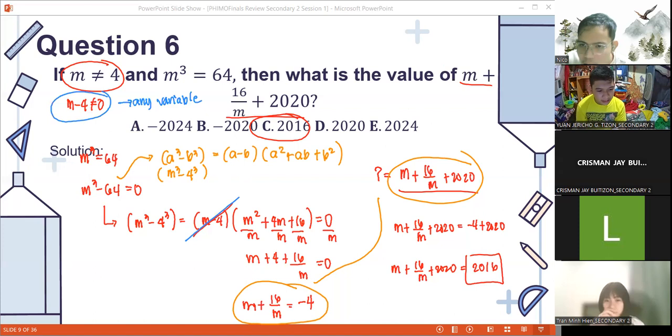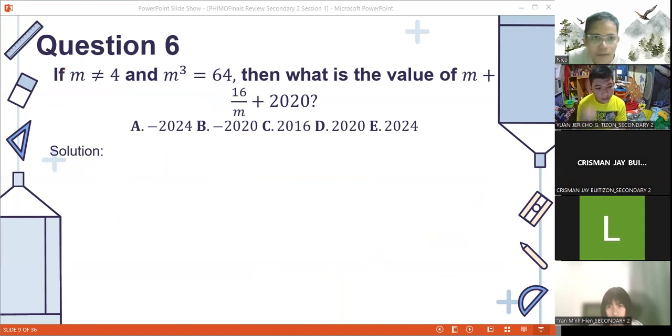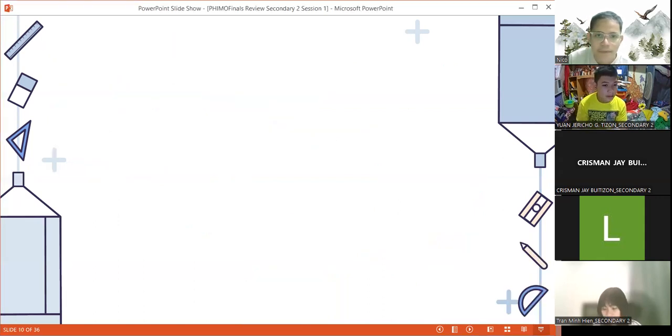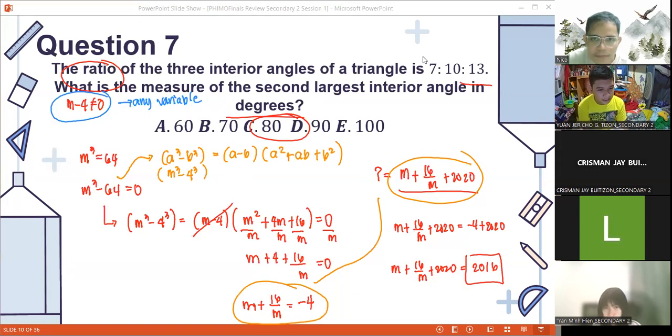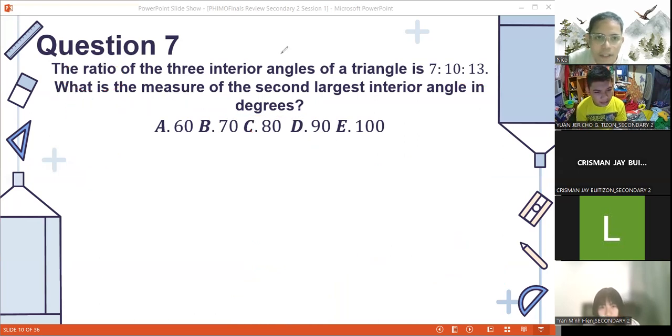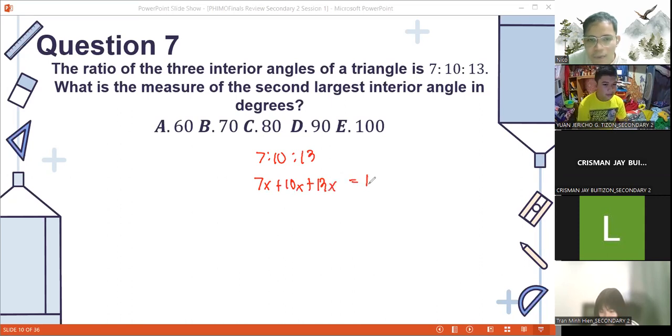What is the number you write under the 180 in question number 7? Okay, let's proceed to number 7. Earlier, I wrote this as 7 is to 10 is to 13, right? So this is 7x plus 10x plus 13x equal to 180.